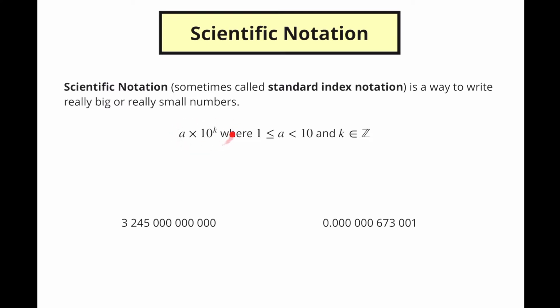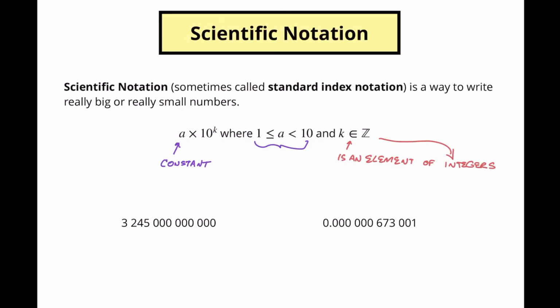This is the form that we use for scientific notation. So let's break this down just a little bit further. Here is A, this is a constant that is between 1 and 10. And it could be equal to 1, but it's gotta be less than 10. And then K is an element of, that's what this symbol means, and this Z symbol is integers. So that means positive or negative whole numbers. That's what an integer is. So here are two examples.